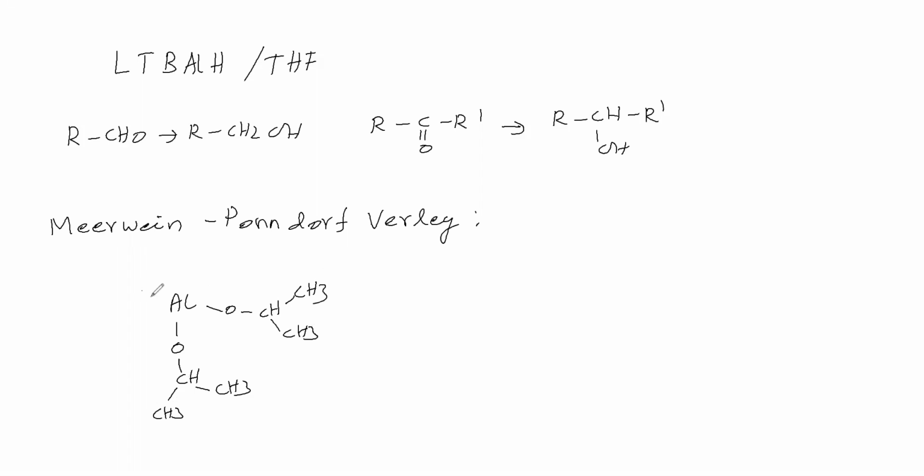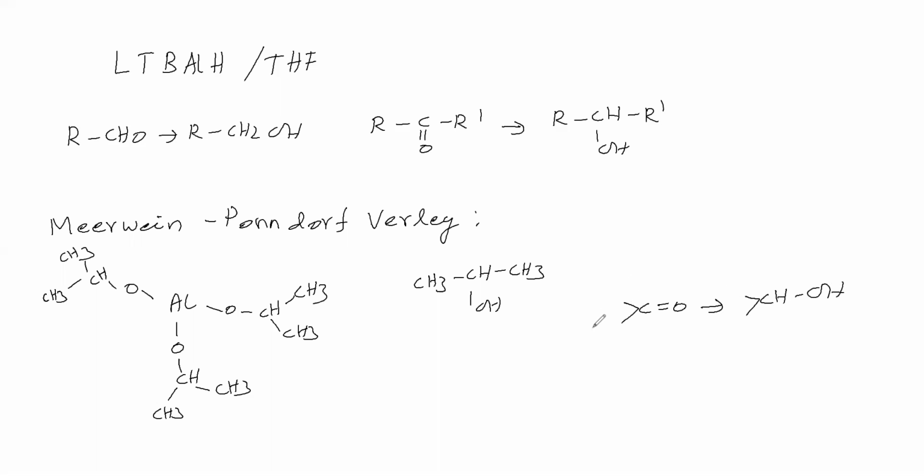We have to take three isopropoxide groups, so aluminum isopropoxide we have given. It is a catalyst here. The solvent is isopropyl alcohol. This will convert the carbonyl compound into alcohol.